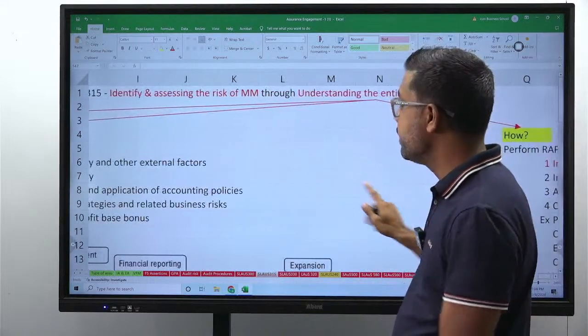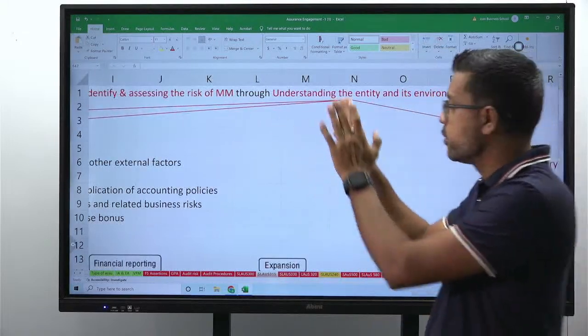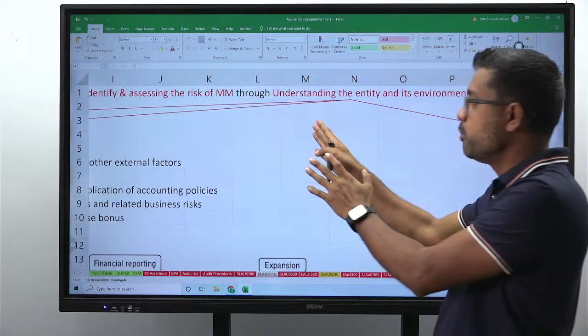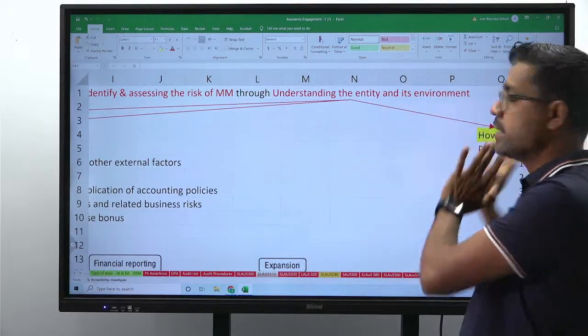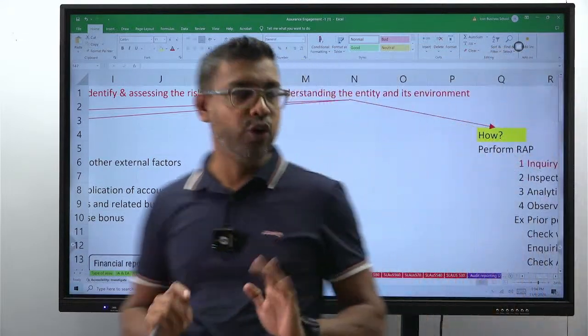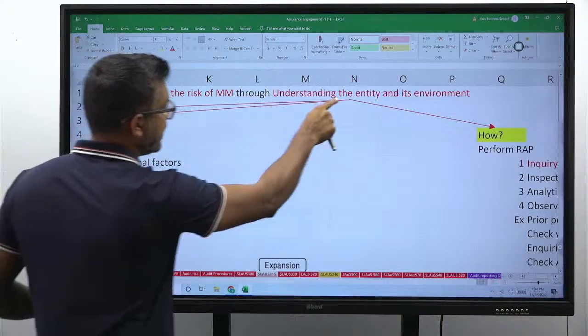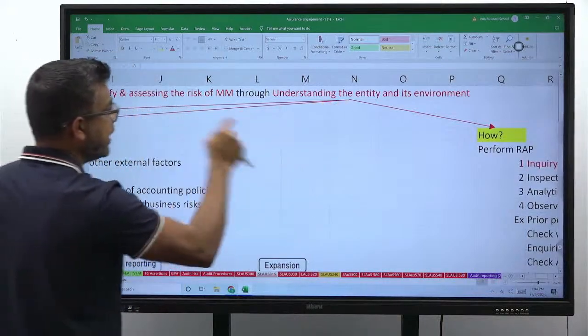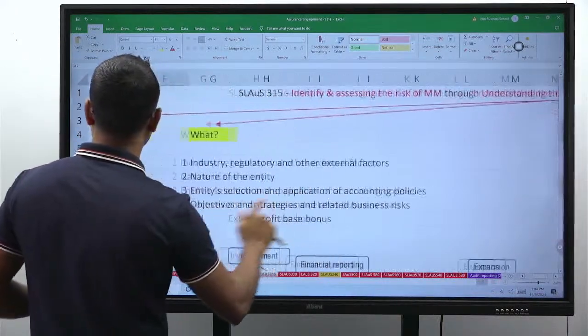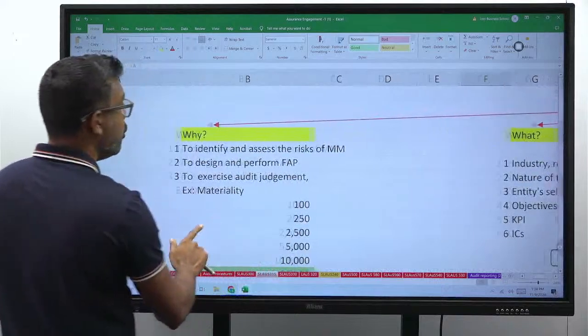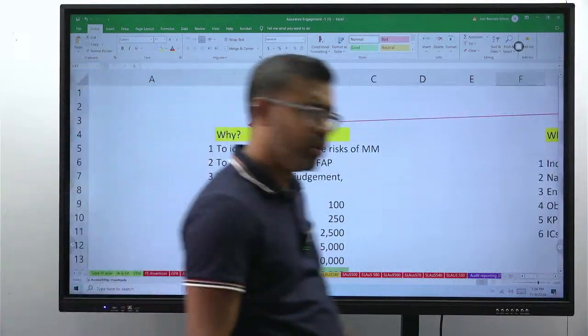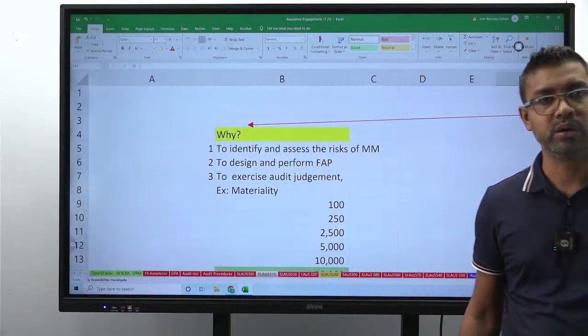So we'll divide this standard into 2 categories. One, identifying and assessing risk of material misstatement, and understanding the entity. First we'll focus on understanding the entity. These arrows go through the understanding the entity part. There are 3 questions to understand. Why is understanding important?